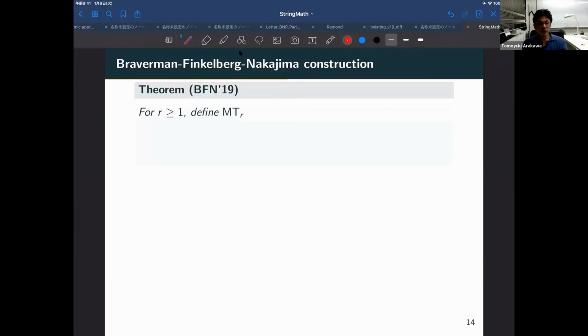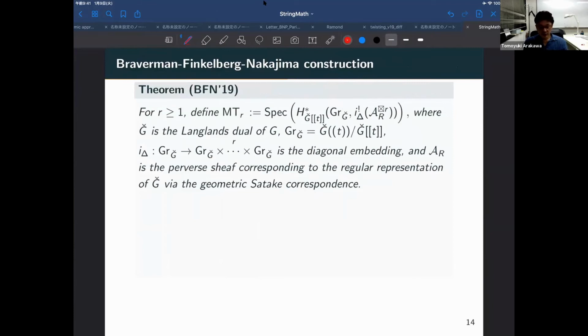So Braverman, Finkelberg, and Nakajima constructed the Higgs branches for the R-punctured P1, which I write as MTR, as follows. So this is a finite dimensional variety.